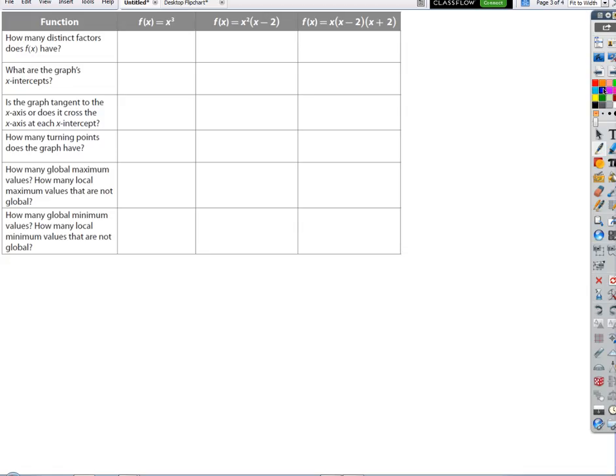How many distinct factors does this first one have? One. Okay. What are the x-intercepts? X equals 0, and that's it, right? Tangent or both? Cross. How come tangent? It is tangent, because if you zoom in on it, it looks linear. Okay, but I kind of want to know now, why is that?